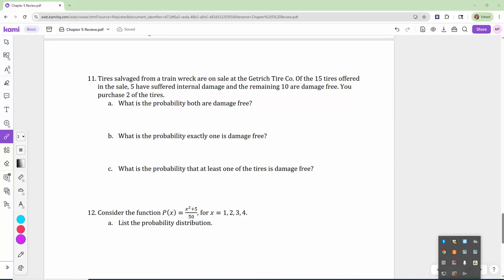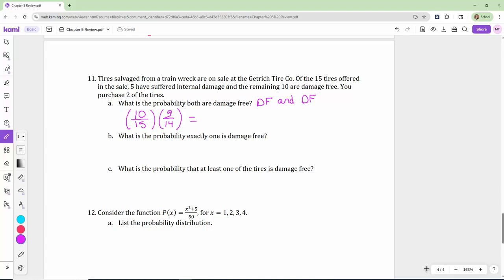11. Both damage free. That means the first one's damage free and the second one is damage free. How many tires do I have to pick from? Okay, when I select the first one, how many of those 15 tires are damage free? 10. And I need the second one. And means multiply. If I took out one that was damage free, how many damage free tires remain? 9 out of 14. We get 0.4286.